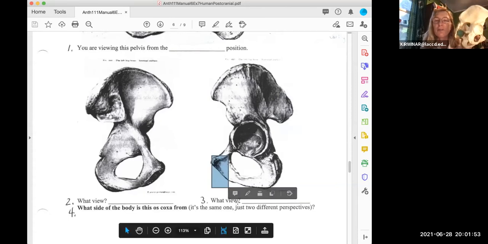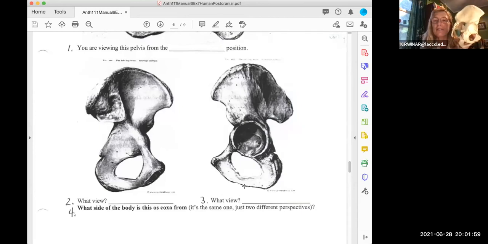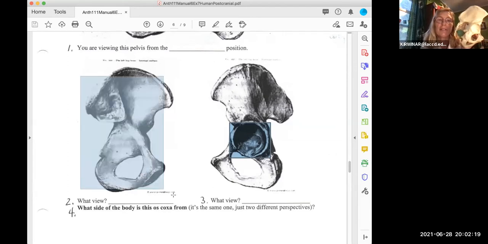So what view of the os coxa is this? Is this the right or the left? Is it the lateral or the medial? Remember the acetabulum, which looks like a crater, is always lateral. So the answer is it's the lateral view. Okay. How about we go to the right side of this piece of paper. Now I have it shaded.